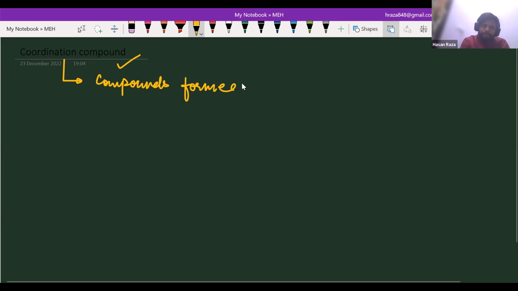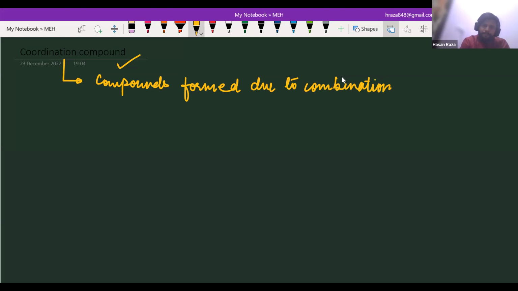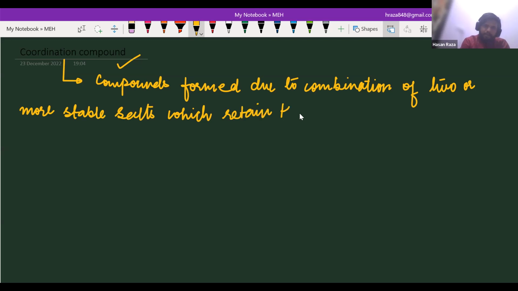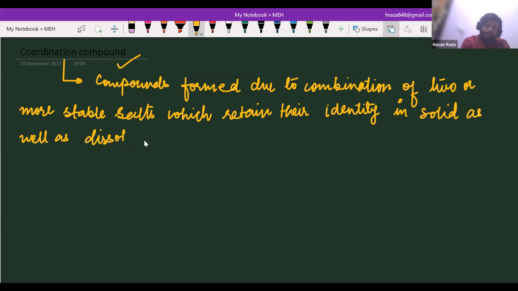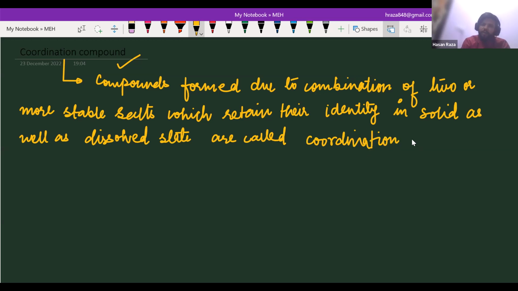Compounds formed due to combination of two or more stable salts, which retain their identity or property in solid as well as dissolved state, are called coordination compounds. I'll give you an example. First write it, then you will get it.